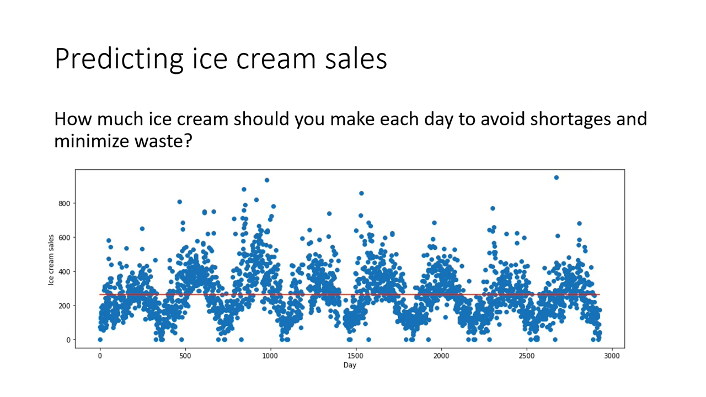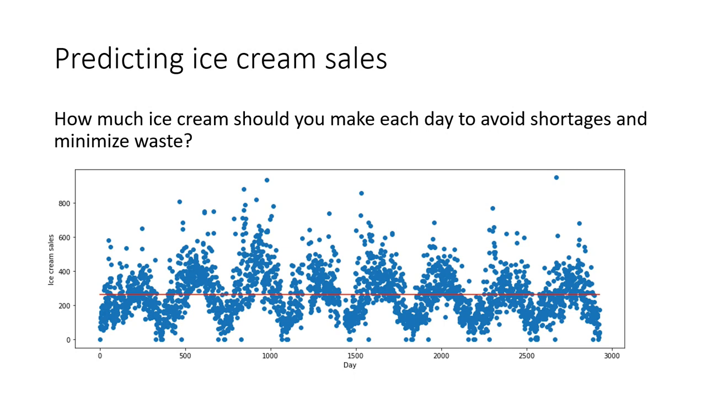But you'll notice that there's a problem with this solution. The sales go up and down over the course of a year. And so for part of the year, it looks like you're going to have too much ice cream, and for part of the year, you'll have too little. It seems like there's enough of a trend here that we should be able to do better. What we need is a model, which would be some formula that tells us how much we should make each day. But how could we find that formula?